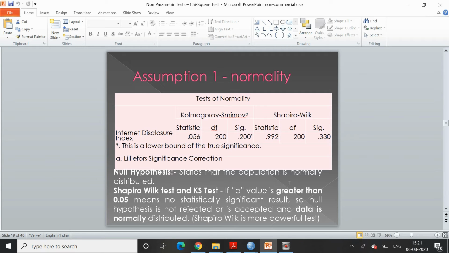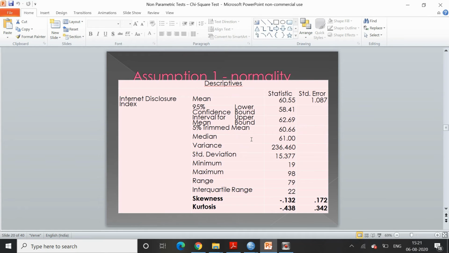Now, as we discussed, the Kolmogorov-Smirnov test significance value and the Shapiro-Wilk significance value should be greater than 0.05. If they are greater than 0.05, then the data is normally distributed. And out of the two tests, the Shapiro-Wilk test is a more powerful test.